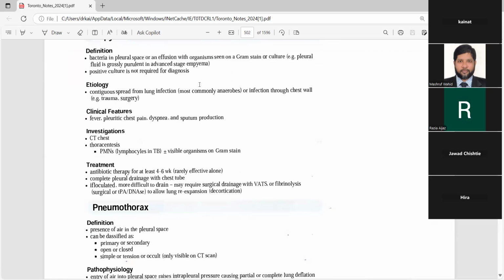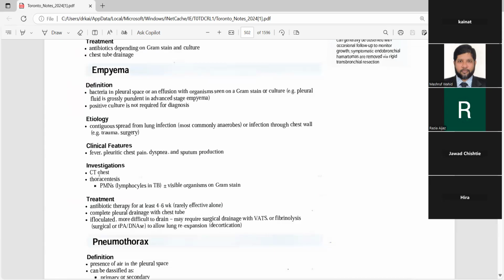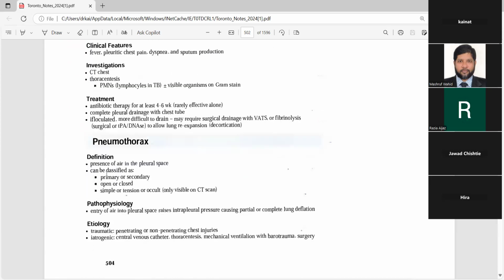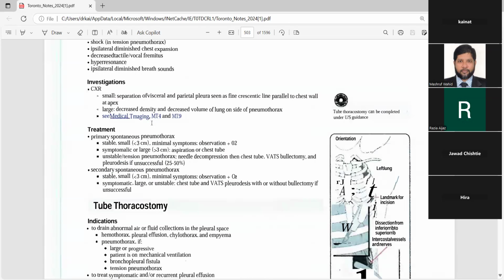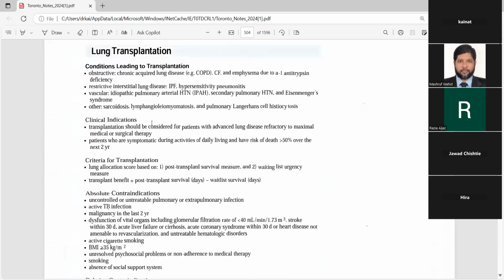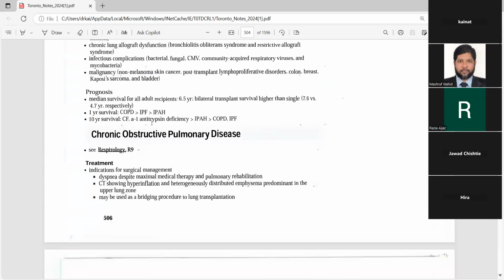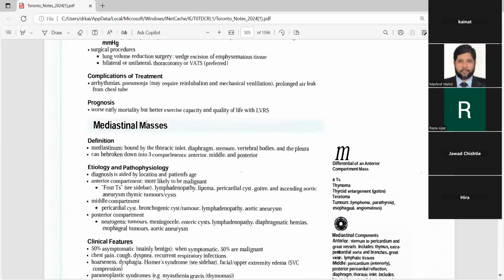Complicated parapneumonic effusion and empyema. Coming to empyema, it's basically a continuous spread from the lung infection, so you are going to do the CT scan, not the chest X-ray. Then comes the pneumothorax. We already did that, and it's also one of the complications after surgery as well. There's no need to do the lung transplantation. COPD we'll do from respirology when we do the asthma as well.